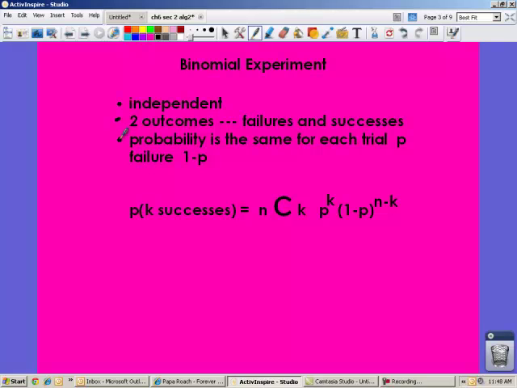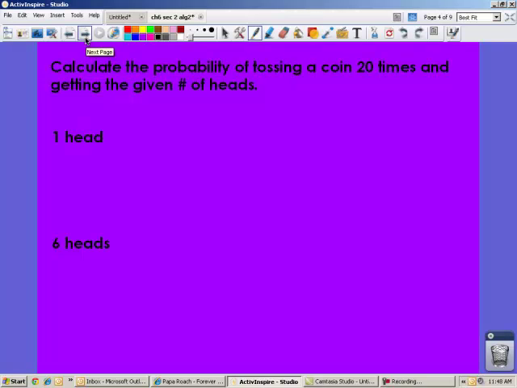So we have this equation down here where we have the probability of K, which is also success, and we have the combination method that we were taught in section 1. We have the probability raised to the K, then we have the failure, which is 1 minus P, raised to the total minus K. And so here are some examples I'm going to show you. We're going to calculate the probability of tossing a coin 20 times and getting the given number of heads. So if we toss a coin 20 times, we want to know what's the probability of getting 1 head.